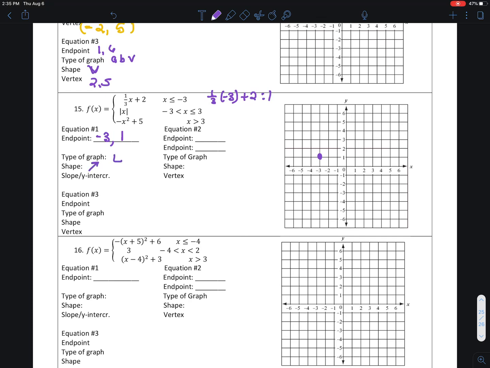My slope is 1/3, so the type of graph is linear. The shape, it looks like it's positive, so it looks like that. My slope is 1/3, and my y-intercept is 2. So I know I have a y-intercept here. Oh, I'm not going that far, so I won't go that far. But I'm going to have a slope of 1/3. So that means I'm going to go down 1 and over 3. 1, 2, 3. And I keep going on and on forever like that.